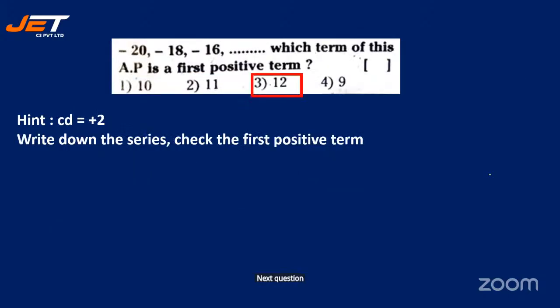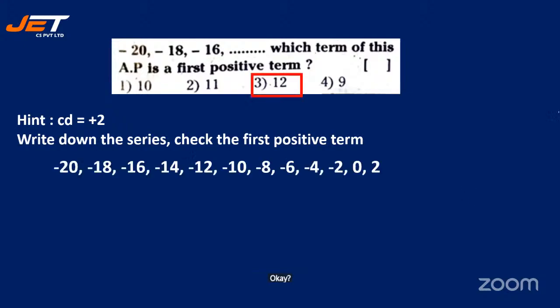All right, now let's move on to the next question. Yeah, so our next question is minus 20, minus 18, minus 16, and so on. Which term of this AP is the first positive term? Right, so here we have CD is the hint they've given. So now you just have to manually write, then only you will be getting it. Okay, so manually, how can you write?